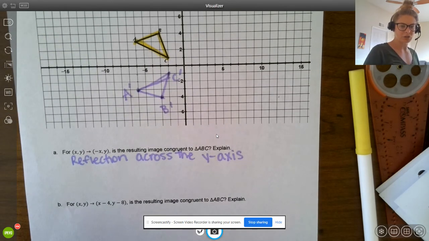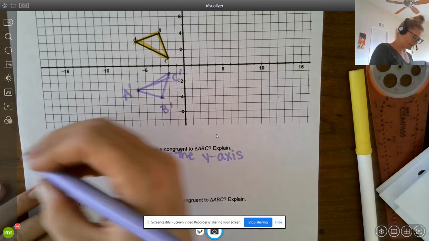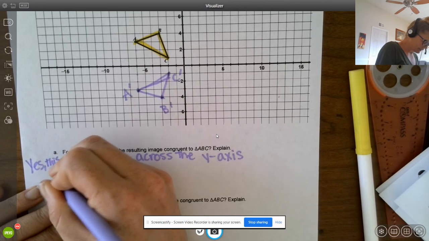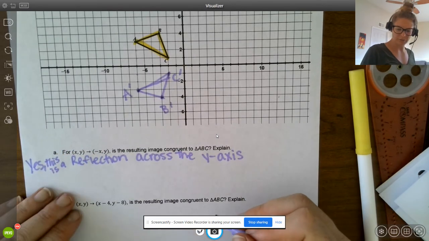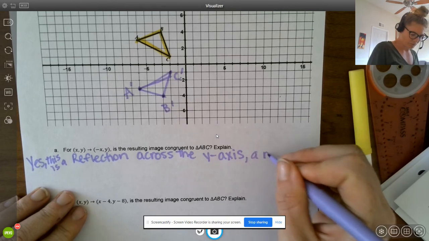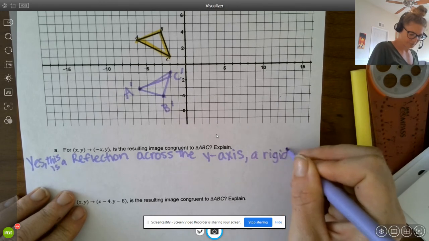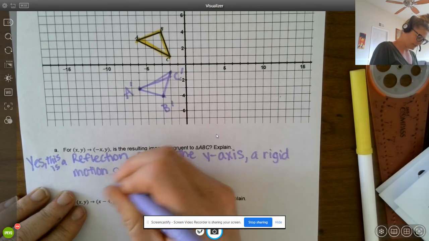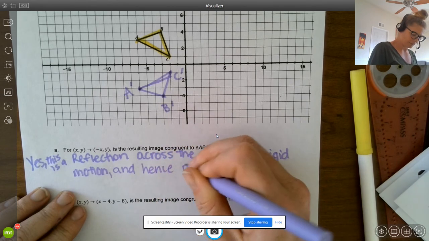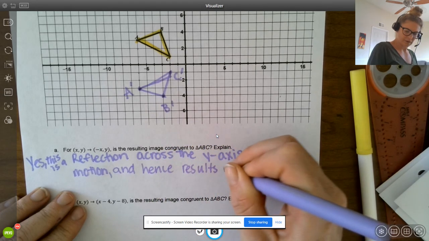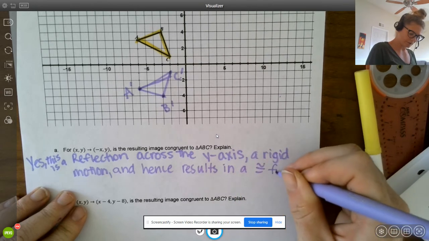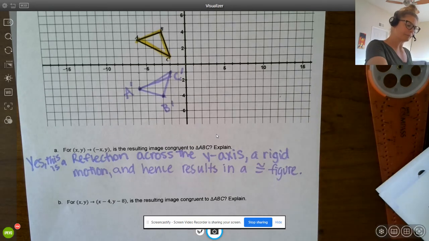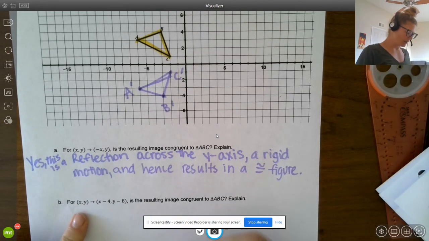And is the resulting image congruent to triangle ABC? So maybe I have to say yes. This is a reflection across the y-axis, a rigid motion, and hence results in a congruent figure. And you can spell out the word congruent or use the symbol. Okay, let's look at the next one.